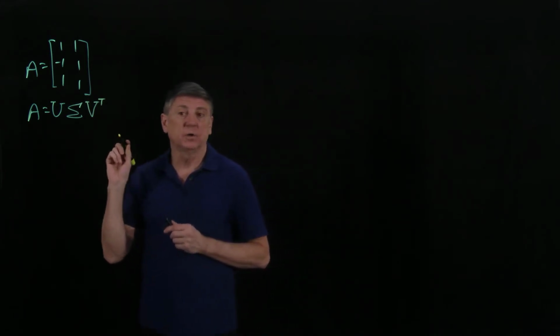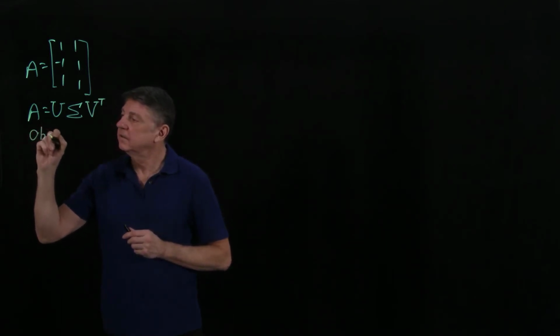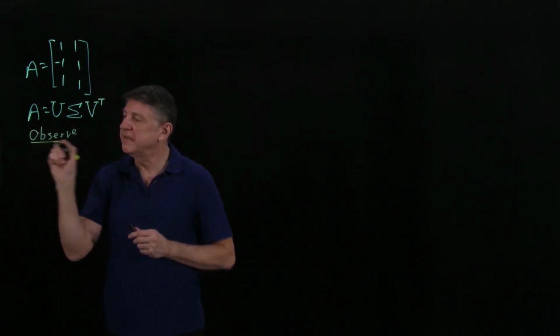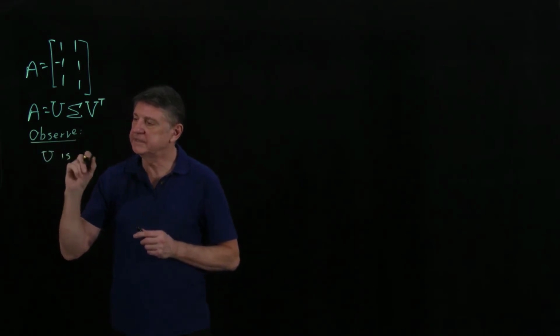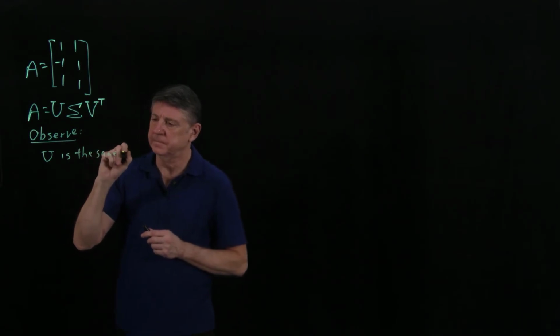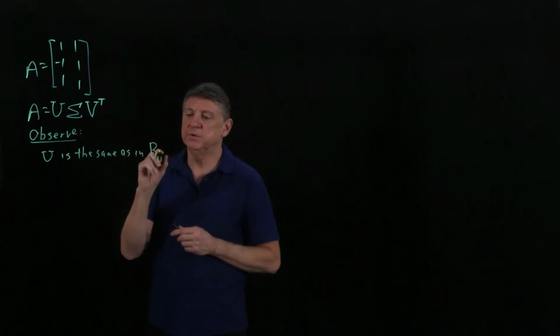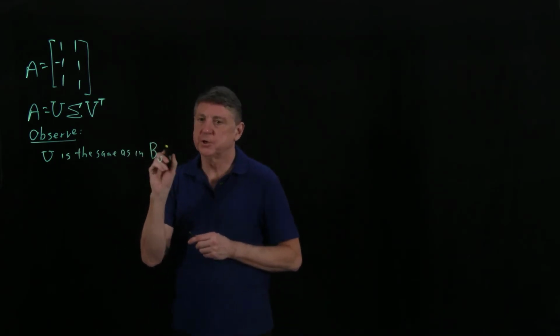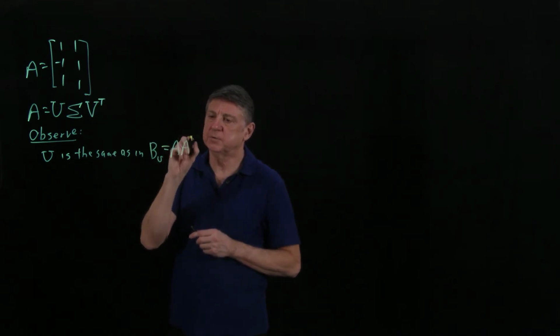And now let's observe that. We'll make these observations. U is the same as in B sub U, which was the right transpose matrix.